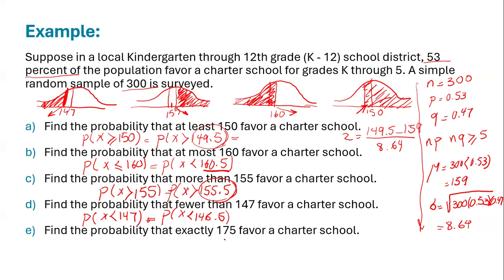And when it says exactly 175, it means 0.5 before and 0.5 after that. So instead of x equals 175, you want to find the probability when x is between 174.5 and 175.5. Both of these numbers must be converted to z, and then look at the z table to find the area. I hope that helps.